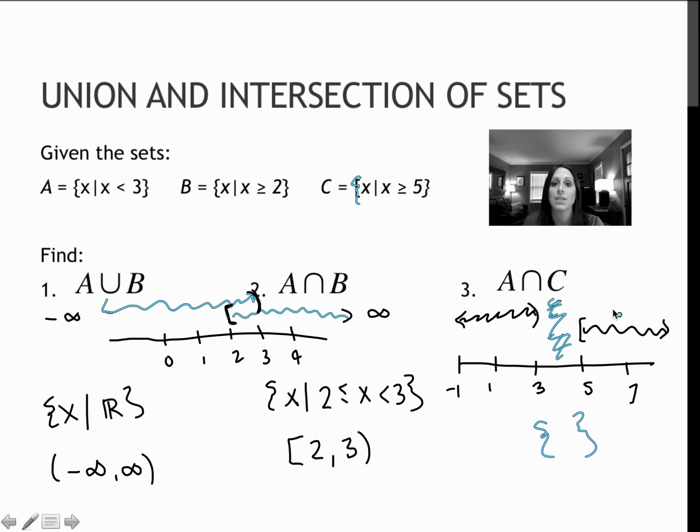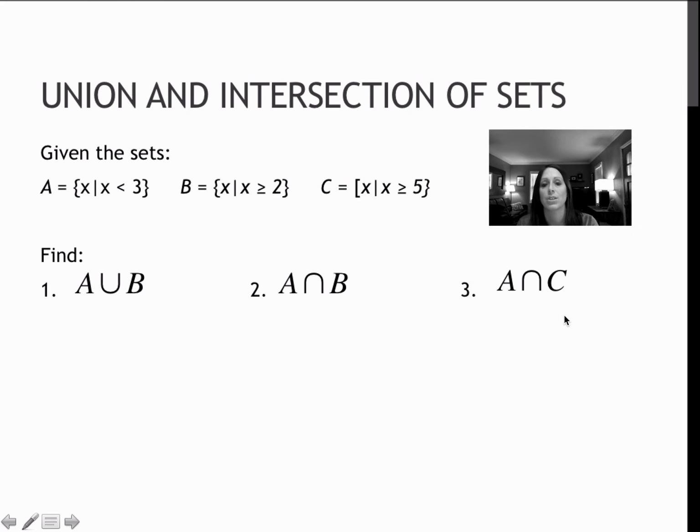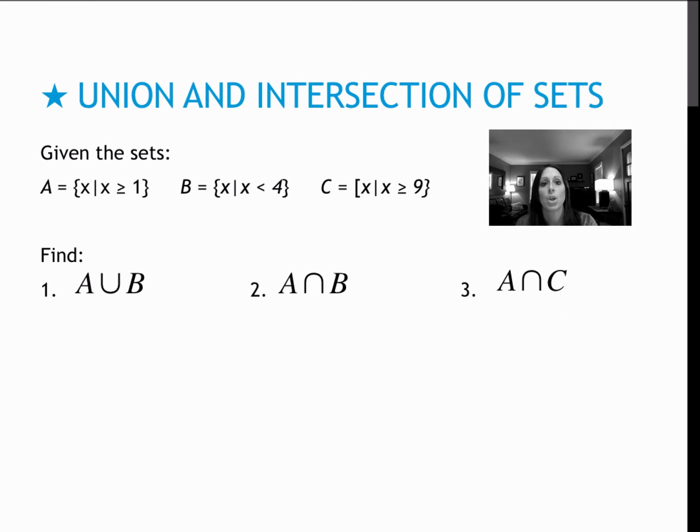Now, if it were the union of sets, it would be all of the numbers that were less than 3, or all of the numbers that were greater than or equal to 5. But they didn't ask us that, they asked us for the intersection. Try this one on your own, same idea. We're dealing with continuous sets now.